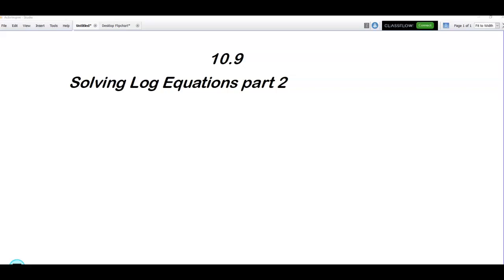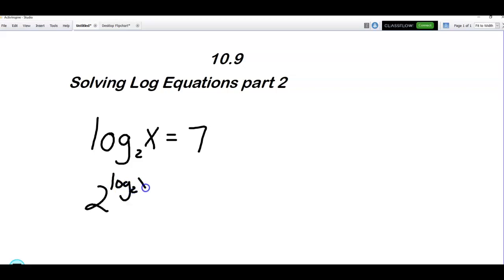All right, guys. So we're going to continue solving log equations today. Last time we looked at solving basic ones. You don't need to write this, but we started by solving something like this. That's just a basic one. The idea there is you're going to exponentiate both sides, right? That's the basic idea.